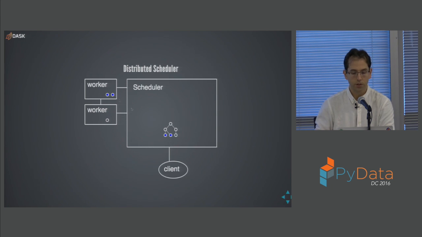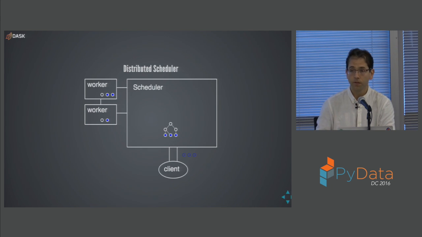So blue is finished here. Reports back to the scheduler, hey, these have finished. The scheduler then looks at this extra task that has to run, figures out who should run it, says, oh, both of these pieces of data are on this worker. We'll send that task up to this worker as well, thinking about data locality as we discussed earlier.